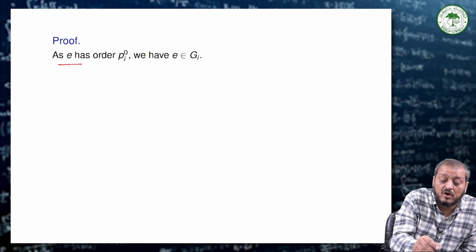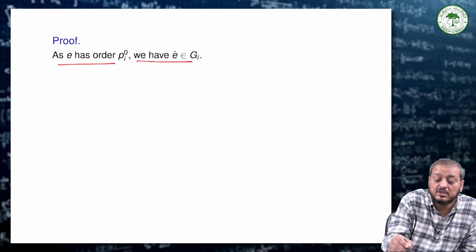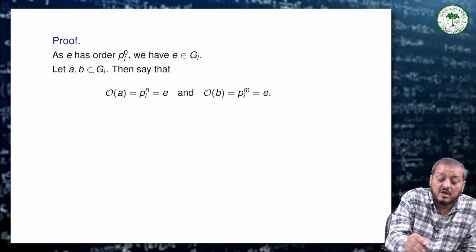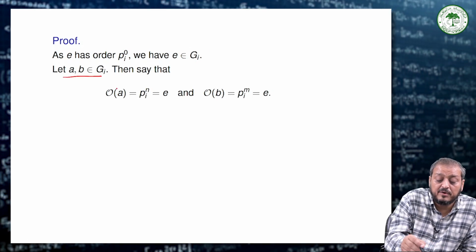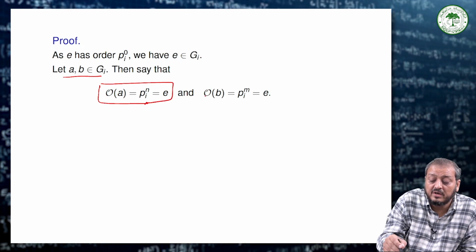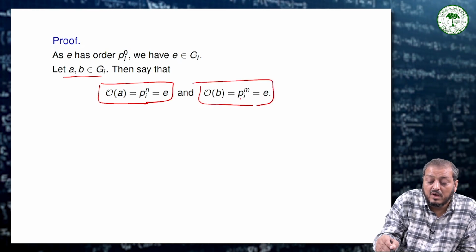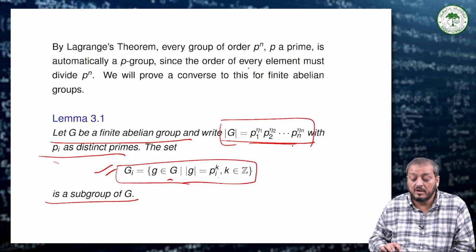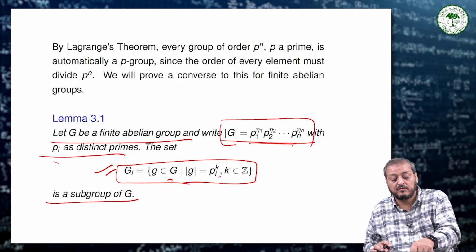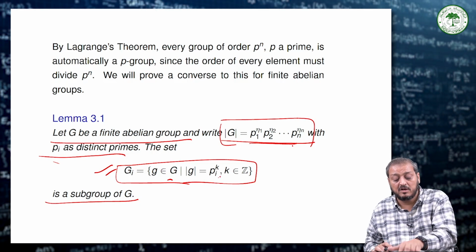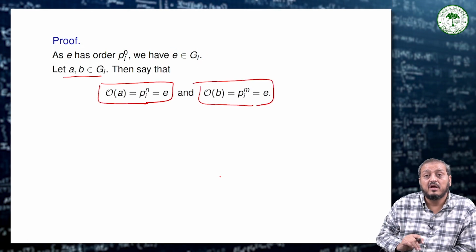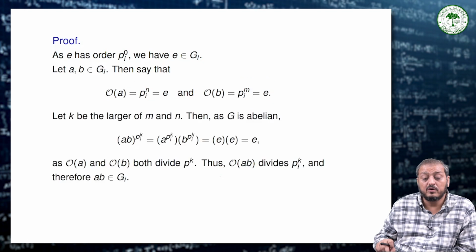As the identity E has order pi to the power 0, E is an element of Gi, so the identity is held. Now we take two elements A and B in Gi. Then the order of A is pi to the power m, so A to the power pi to the power m is the identity, and the order of B is pi to the power n, so B to the power pi to the power n is the identity. So we can write the orders of A and B in this form.